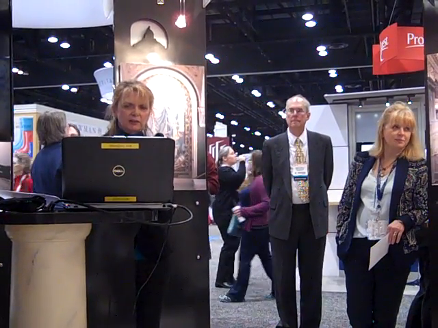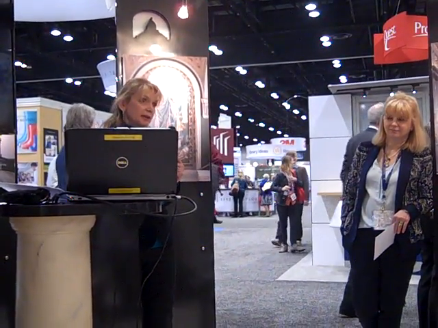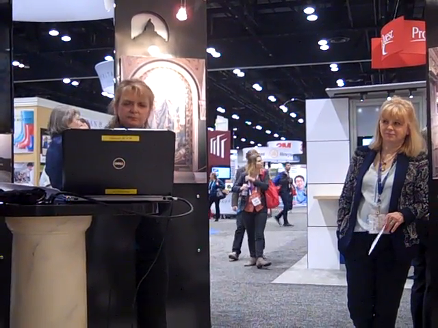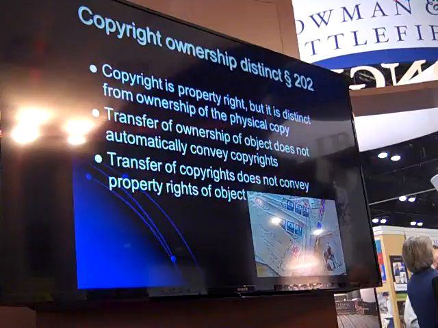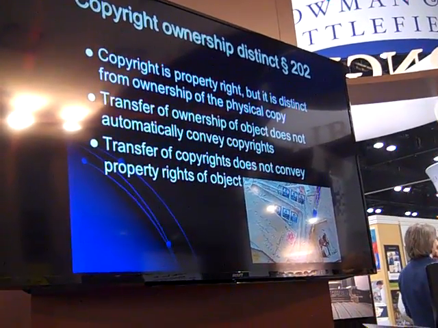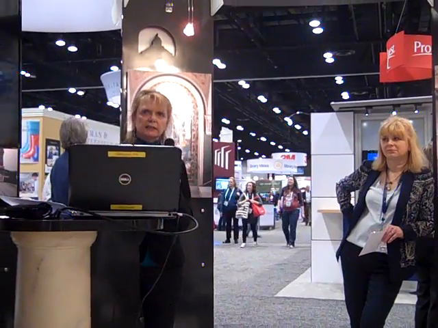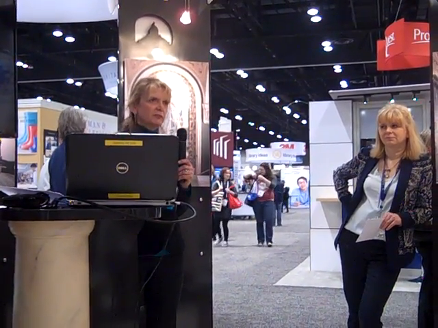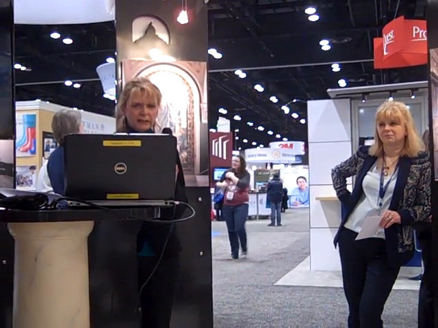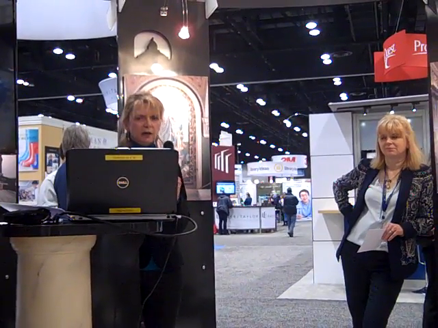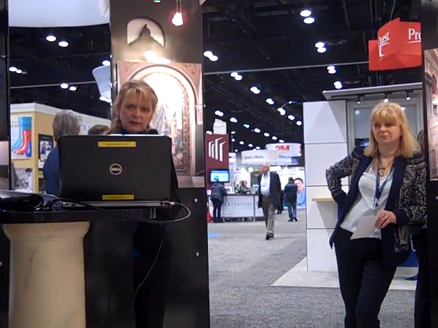If you inherit photographs, you acquire the physical copies of the photographs, but not necessarily the copyrights. That means that you own the physical copy, which may have commercial value, may have historic value, but it doesn't give you the right to claim copyright on it or to reproduce it, to duplicate it. Copyright ownership is distinct from ownership of the physical copy. That's section 202 of the copyright law. The copyright is a property right, but it's not necessarily packaged with ownership of the physical copy. It's two separate things. The transfer of ownership of the object does not automatically transfer the copyrights, and vice versa.